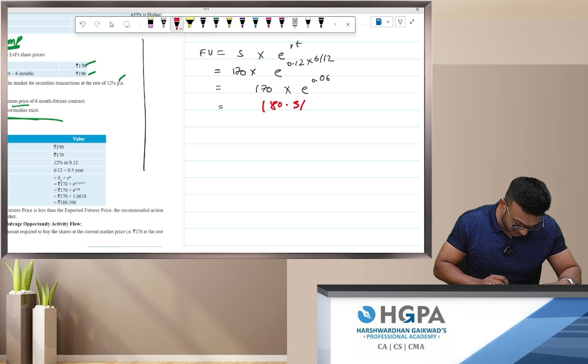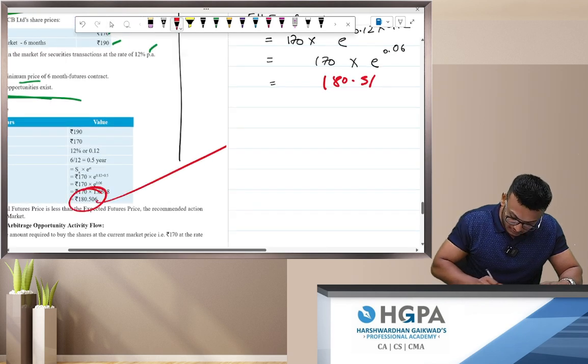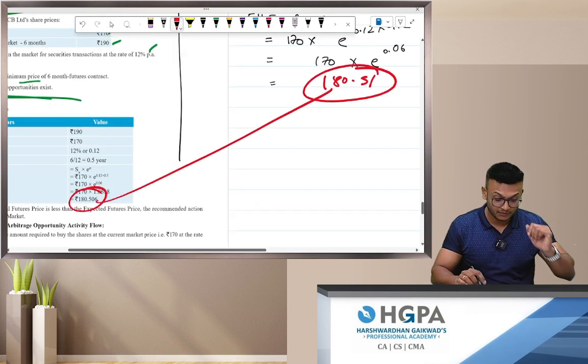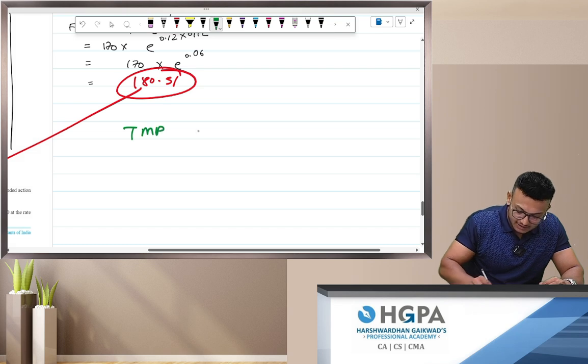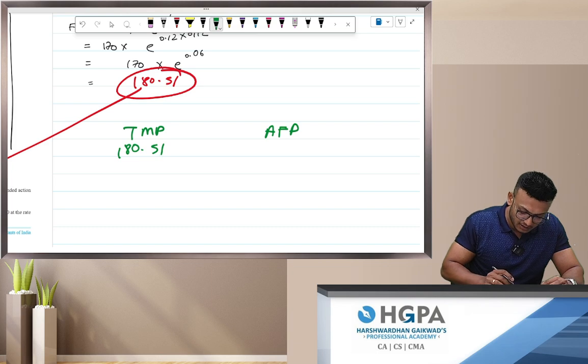180.51. What is their answer coming to? Yes, it's equal. This answer is right. Okay, 180.51. Now the next thing is what? We need to compare two prices: the theoretical market price and your future price. How much is this? 181.51. And how much is the future price?